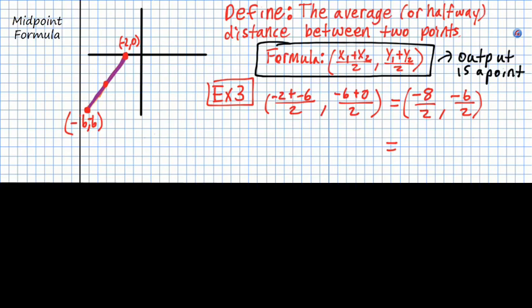And we can simplify this further, so negative 8 divided by 2 will be negative 4, and then negative 6 divided by 2 will be negative 3. So my midpoint will end up being negative 4, negative 3. And if we look at our midpoint on here, it does indeed turn out to be 1, 2, 3, 4, negative 3. So negative 4, negative 3 is my midpoint.